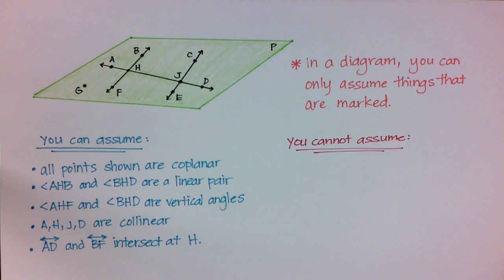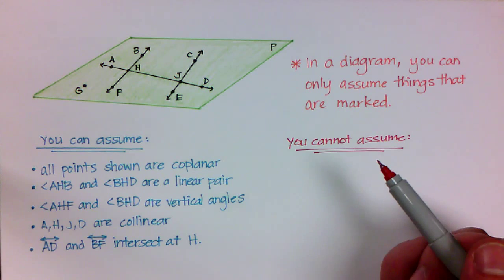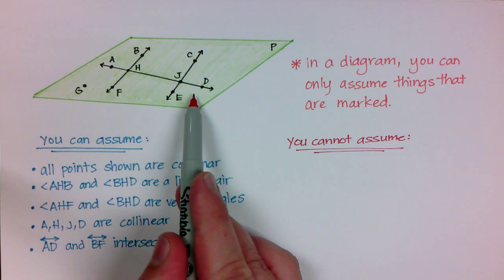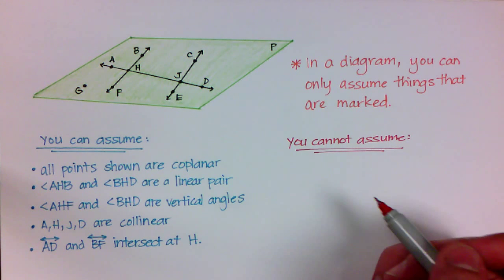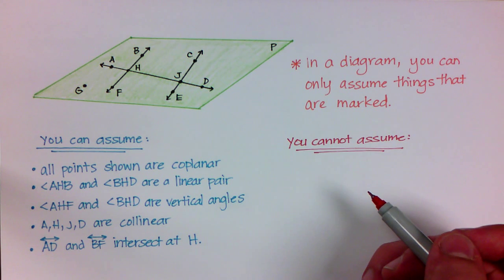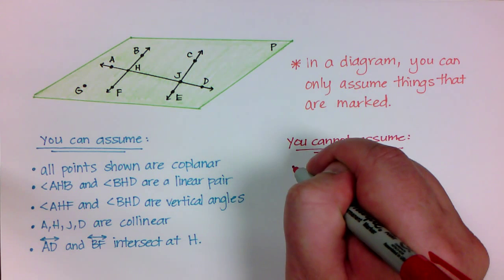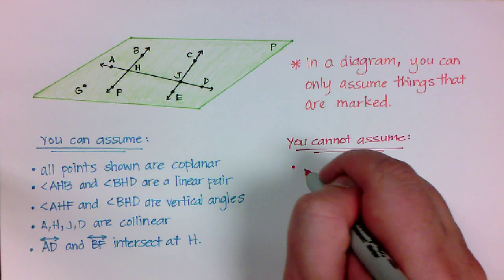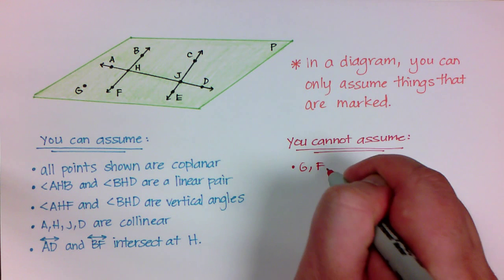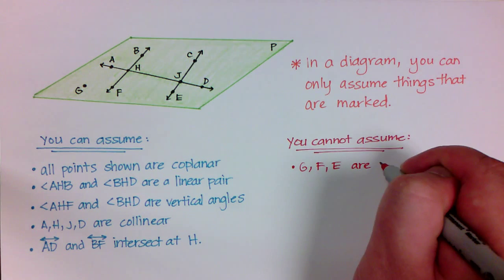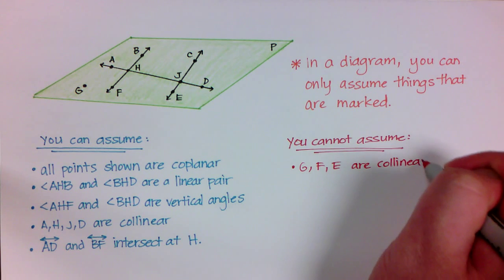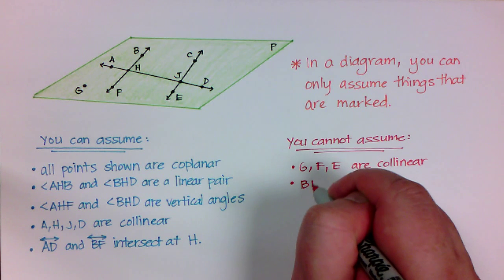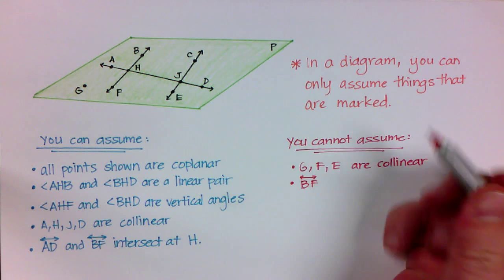So let's make a list of some things that I cannot assume. For instance, look here at these 3 points, G, F, and E. It looks like I could connect a line there, and so it does look like I could find 3 points that are collinear, but I can't assume that. It could be that one of those points is a little higher than the other two and that they're really not all on the same line. So I can't assume that G, F, and E are collinear.